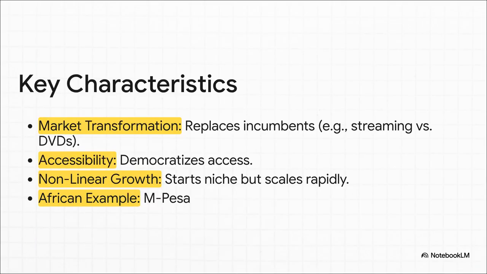So what does disruption look like out in the wild? Well, it totally transforms markets. You've seen this happen. Just think about streaming services versus the old video rental stores. It's not even a competition anymore. A key feature is accessibility. Disruption often makes something cheaper, simpler, and available to way more people. It might start out small and a little niche, but then it grows exponentially.